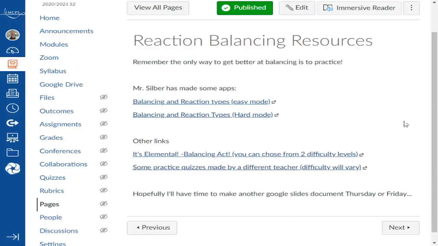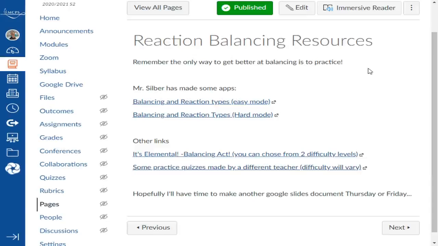I don't care what form you use to try and practice this weekend. I just ask, please do 2 a day. Find 2 problems from any of these sources and balance them. It's kind of like anything you learn in math or like riding a bicycle. The more you practice, the better you will get at balancing reactions. But until you put in that time and that practice, it's going to be kind of hard.